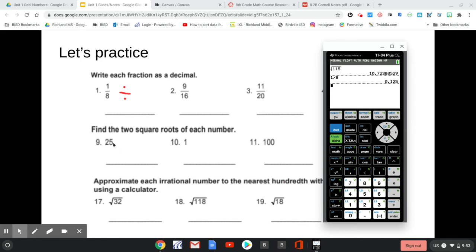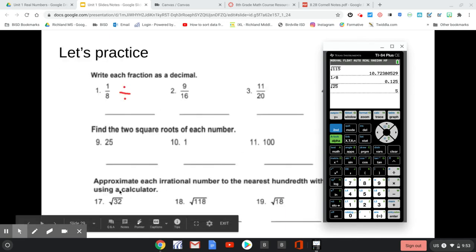The square root of 25, we already know what that is, it's 5. But if you needed to do it on your calculator, it's second square root 25, enter. That number would be 5. And then the bottom one, they want us to estimate. And as I said on the notes, we don't need to because we have a calculator. We can give the exact number.